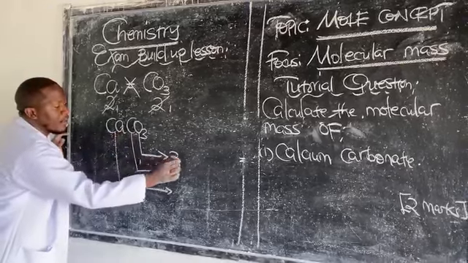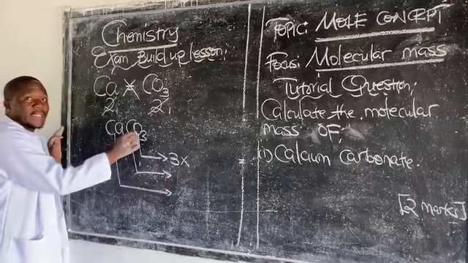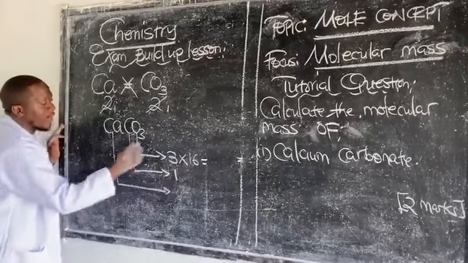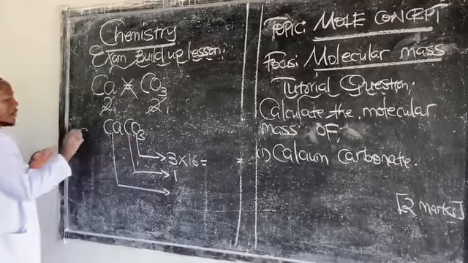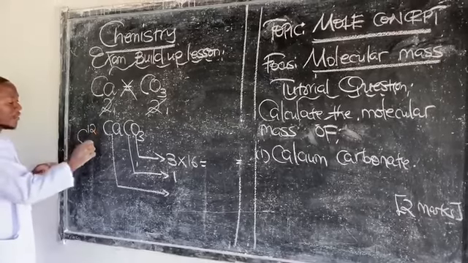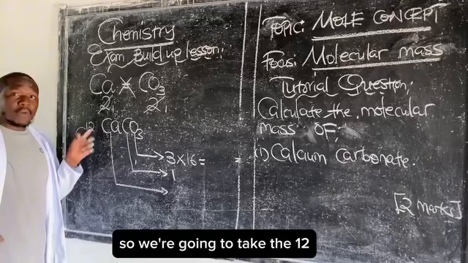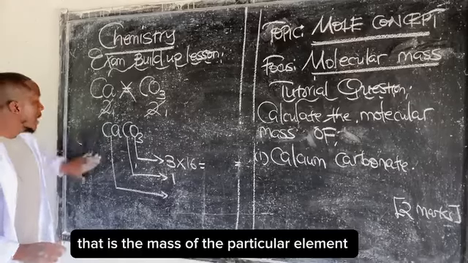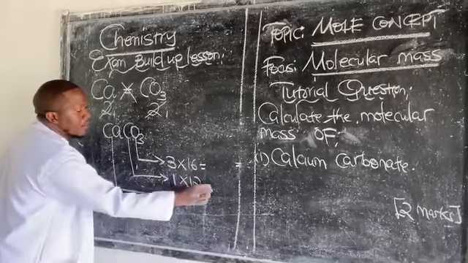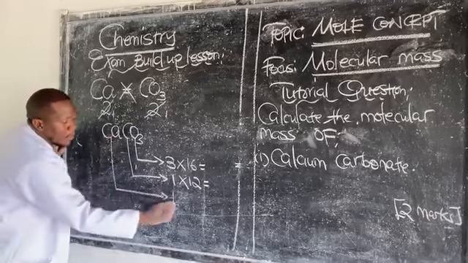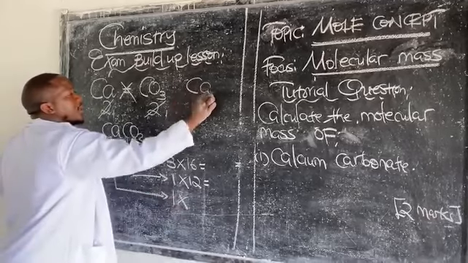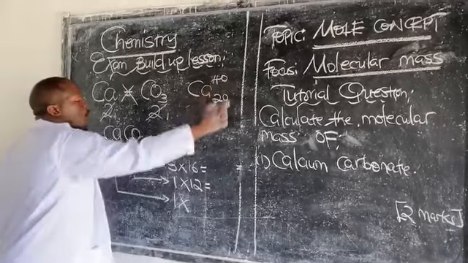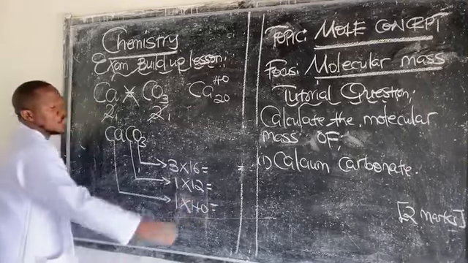For oxygen, we have 3 atoms multiplied by, like I said, oxygen has a 16. For carbon, this is a 1, since there's nothing here, but carbon on the periodic table has a 12, as well as a 6 here, so we're going to take the 12, being the upper number, that symbolizes the mass of a particular element. So this one is going to be 1 times 12, and then this one is calcium, so 1 multiplied by calcium, which on the periodic table has the mass number of 40 together with 20 electrons. So we're going to take the 40 and then we're going to evaluate.